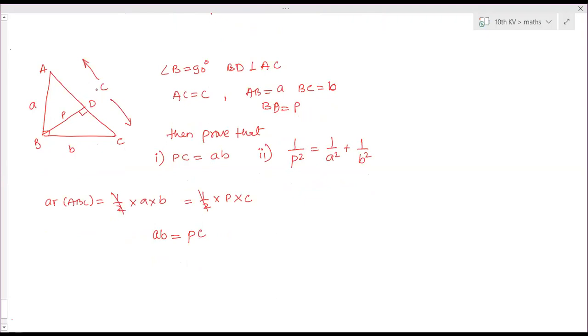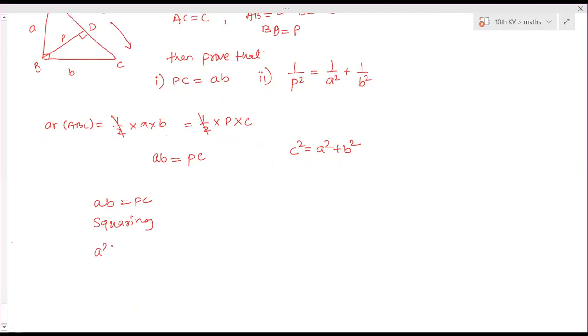And now we can use Pythagoras also. C square is equal to A square plus B square. This is the Pythagoras theorem formula we have. Now here we have to show 1 by P square is equal to 1 by A square plus 1 by B square. So squaring both sides, AB is equal to PC. Squaring it, it becomes A square B square is equal to P square C square. Or take the reciprocal, that is better: 1 by A square B square is equal to 1 by P square C square.